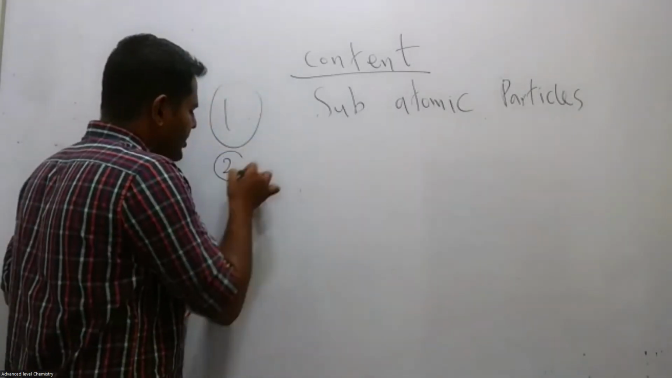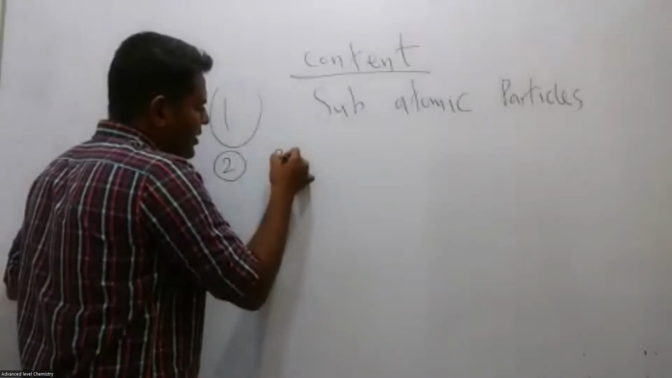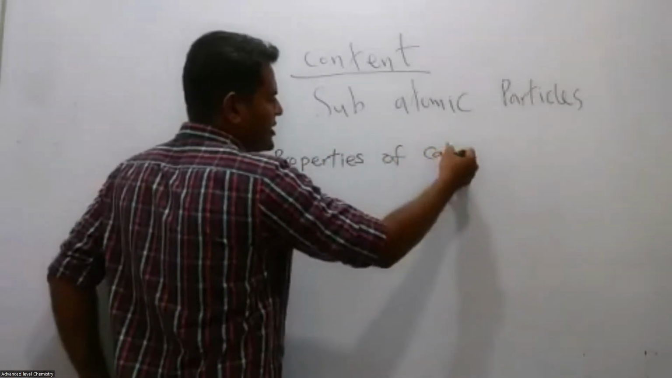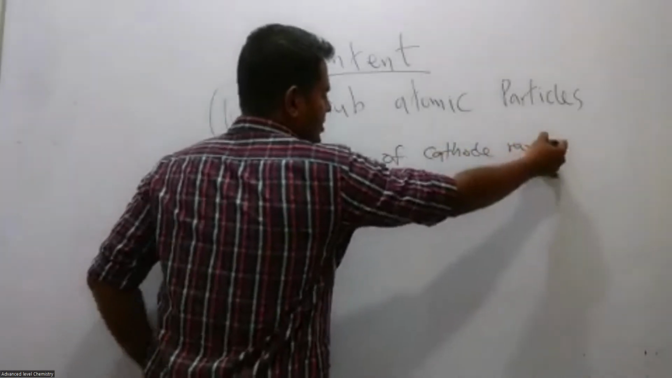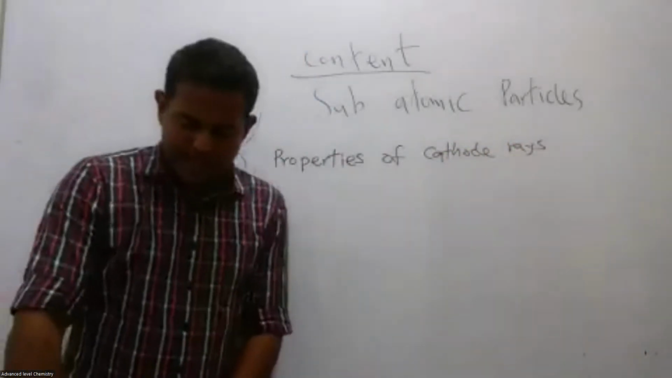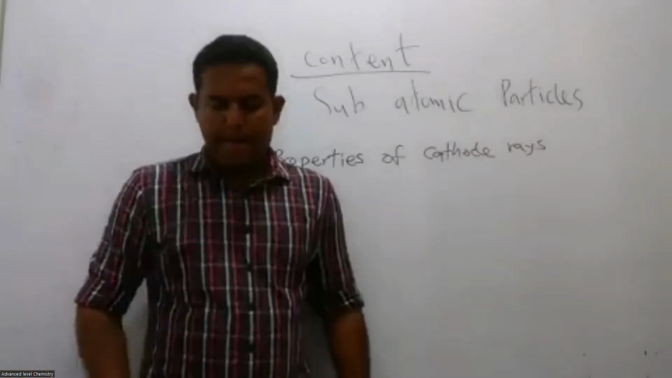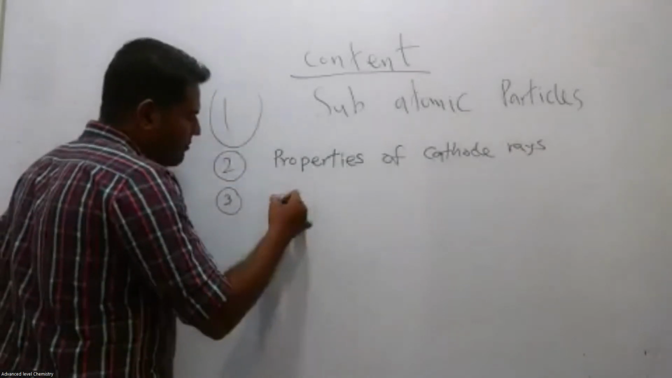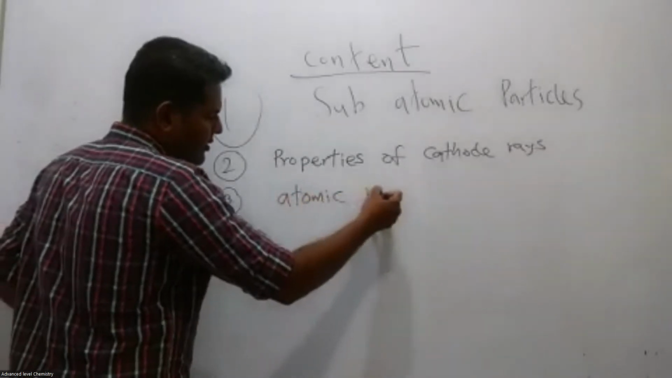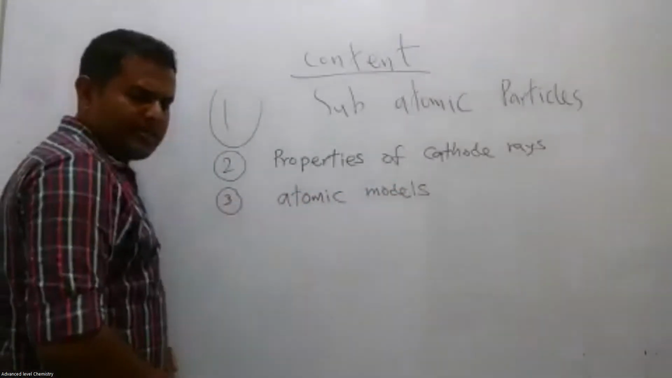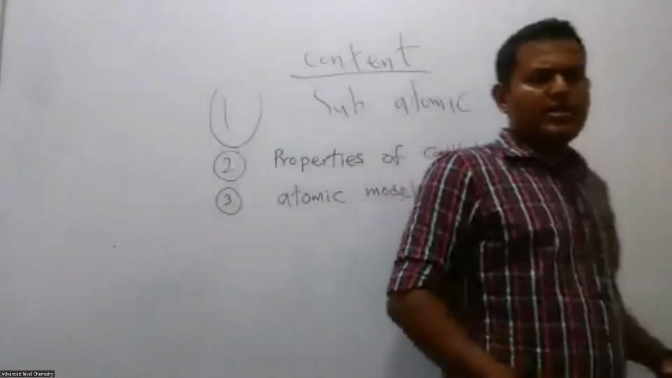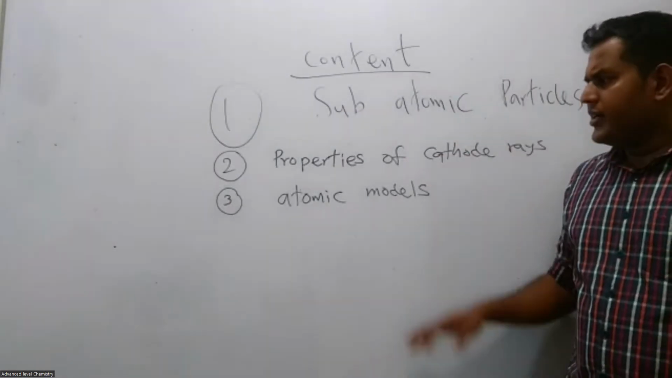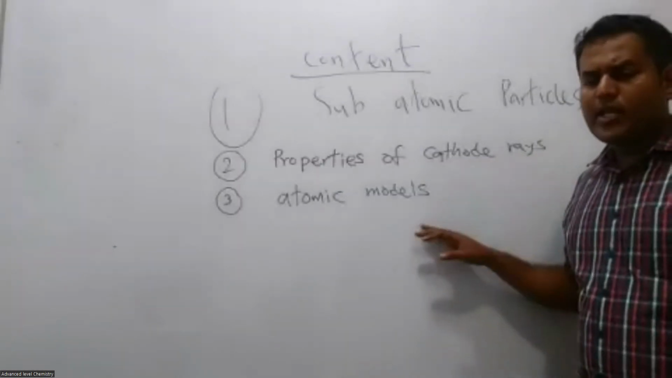Second one, properties of cathode rays. Number 3, atomic models. So this is a kind of history part in A-level chemistry. That's called alchemy, chemistry history. Is it clear? Properties of cathode rays, atomic models.